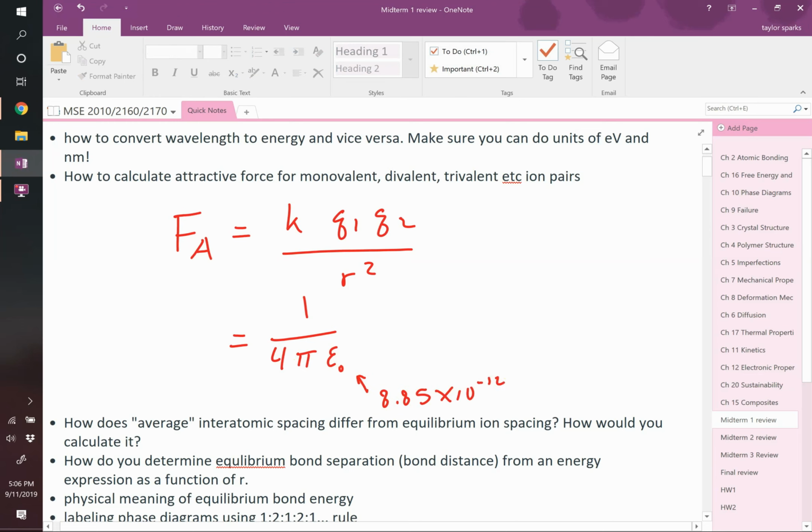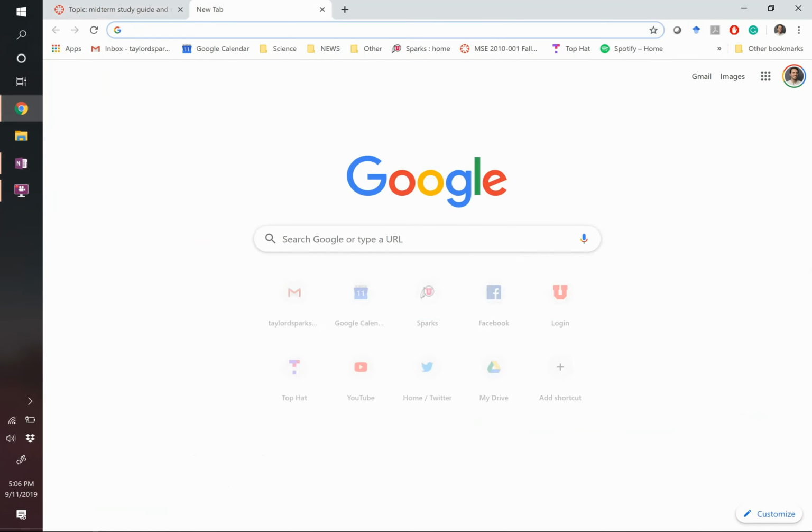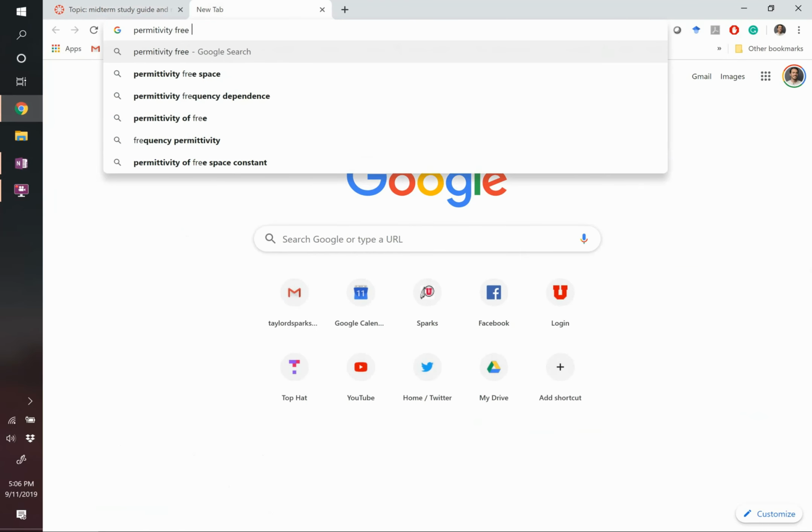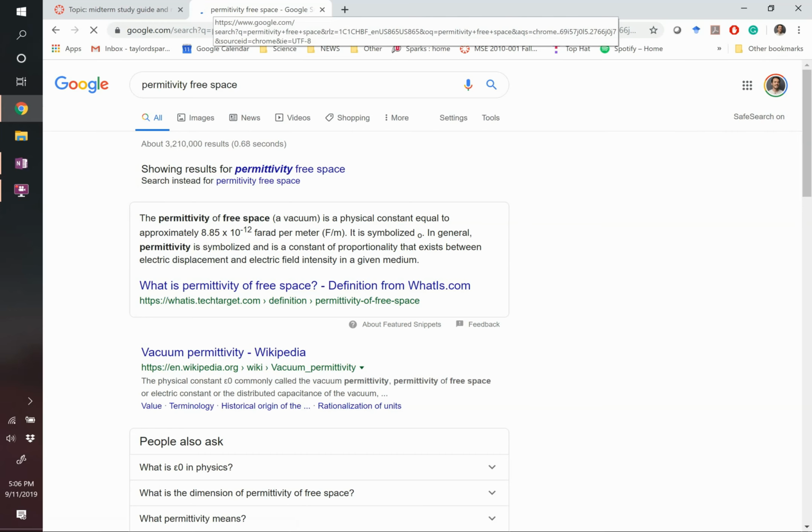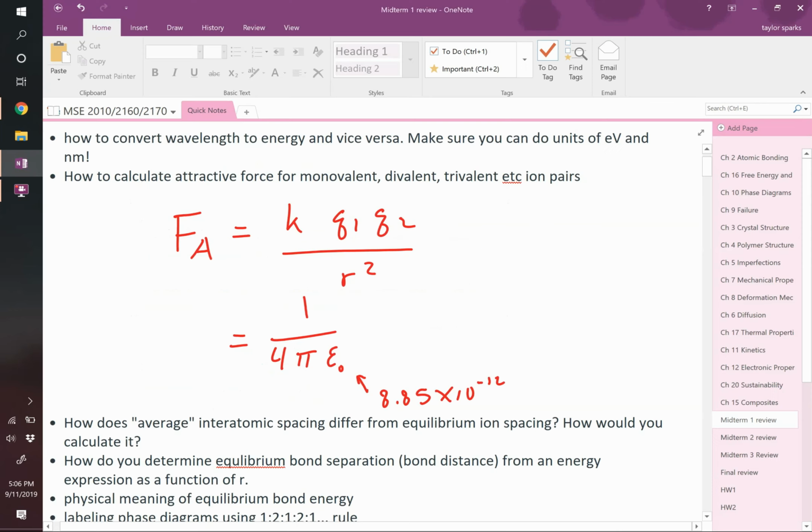What are the units on that? Is it coulombs per meter? Is it coulomb meters? Am I jacking it up? What is it? Oh, it's farads per meter. All right. So that whole thing right there is k.